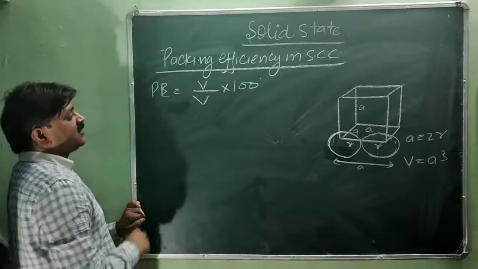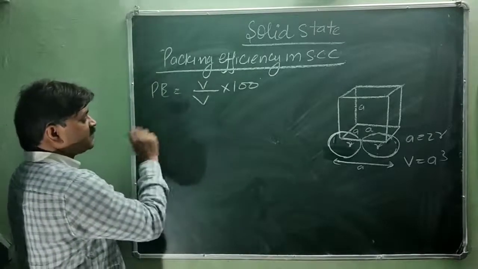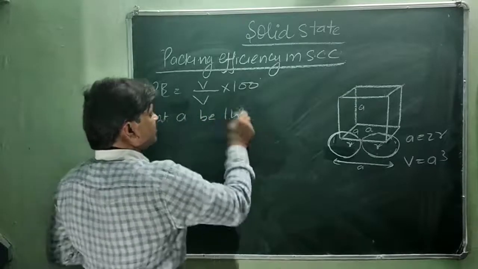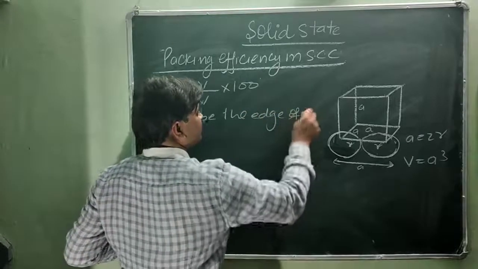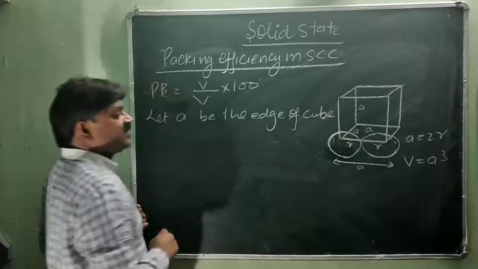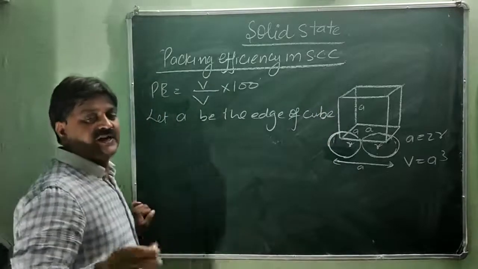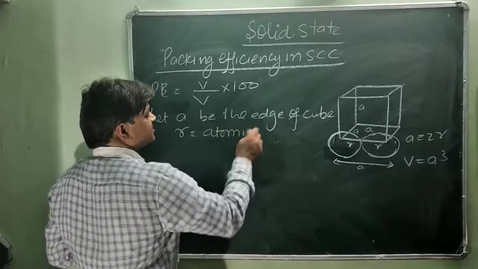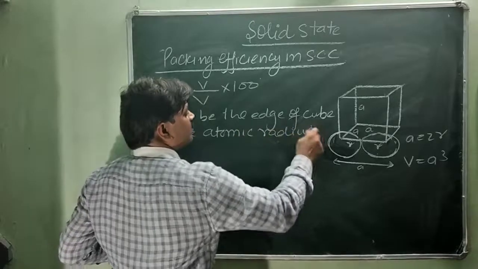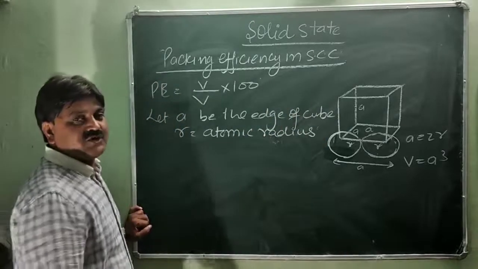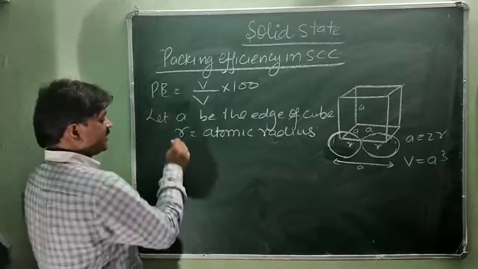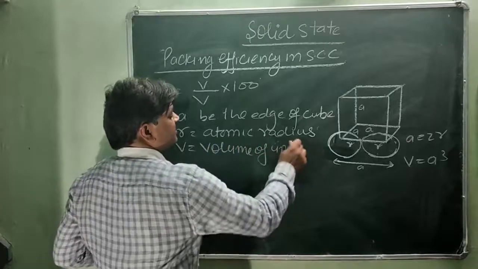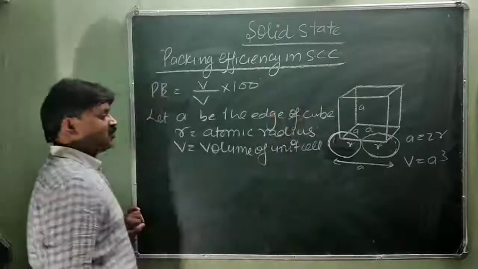First of all, just write down: let a be the edge of the cube, r is the radius of the sphere or atom, you can say r is the atomic radius, and capital V is equal to the volume of the unit cell.